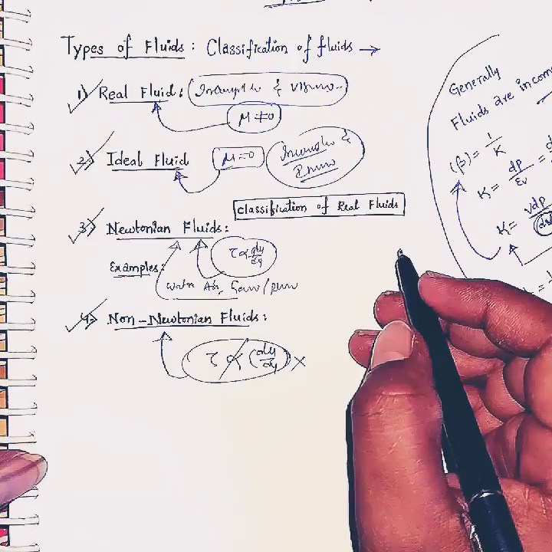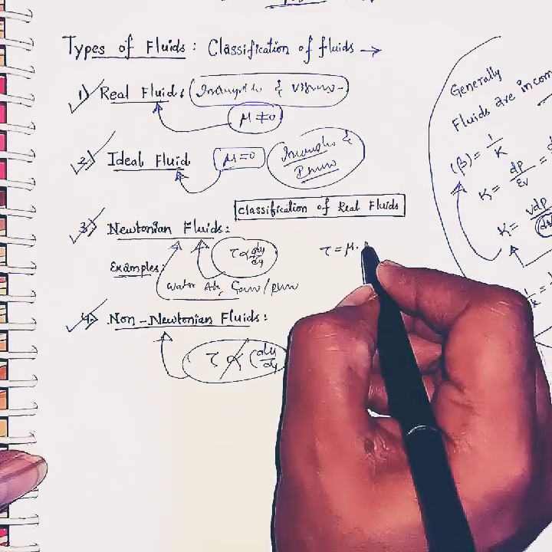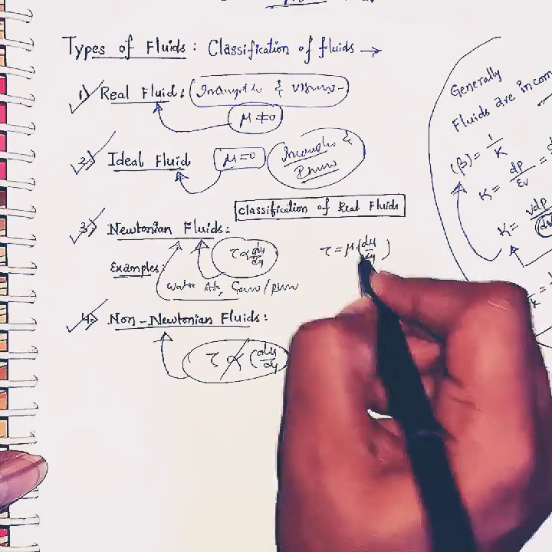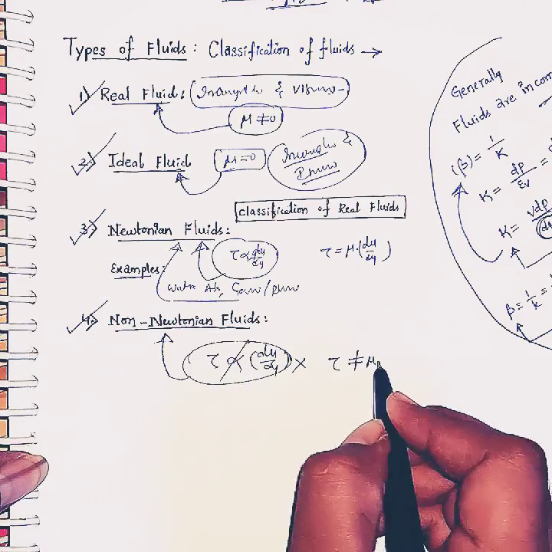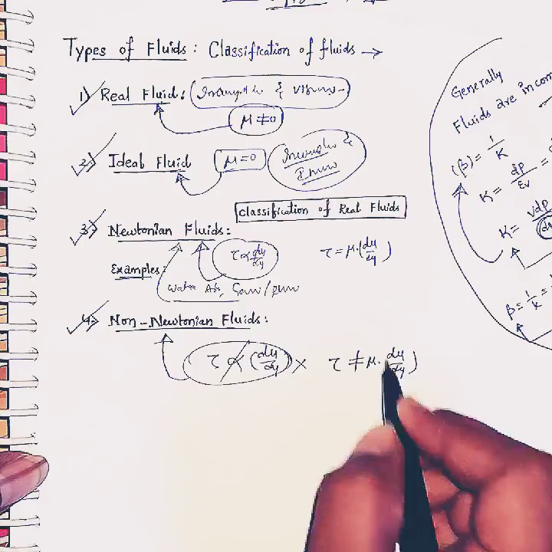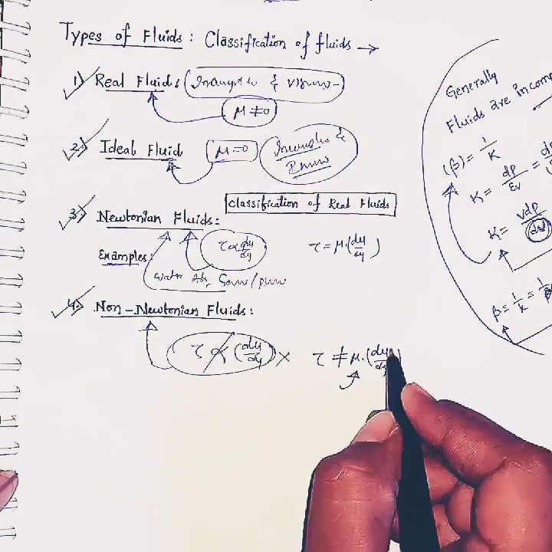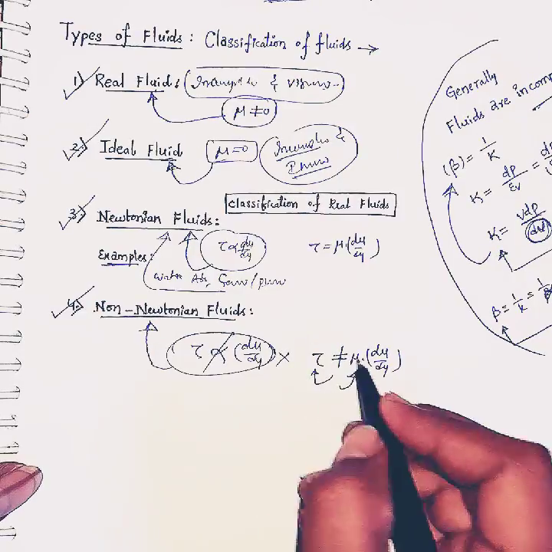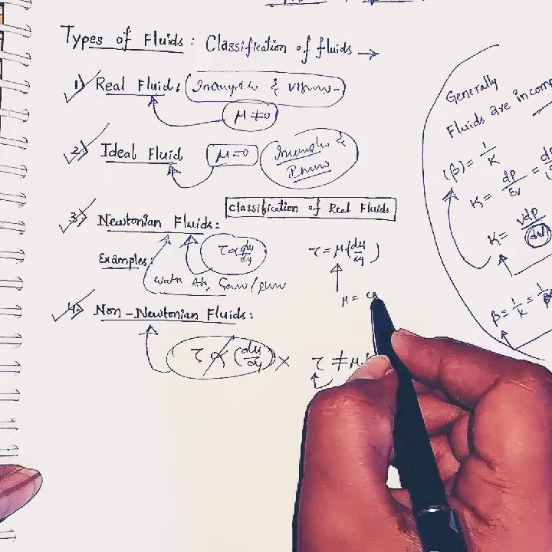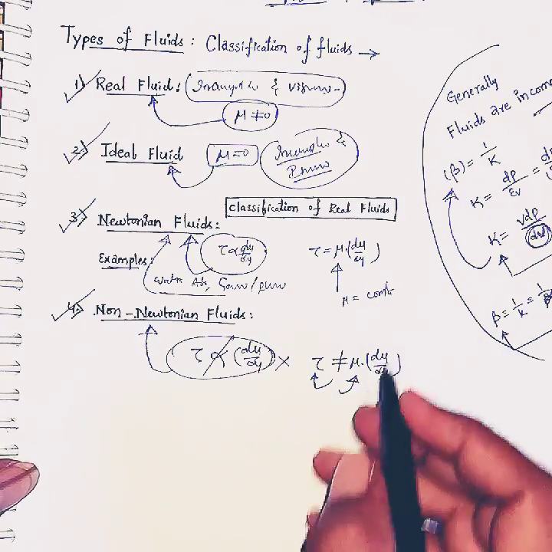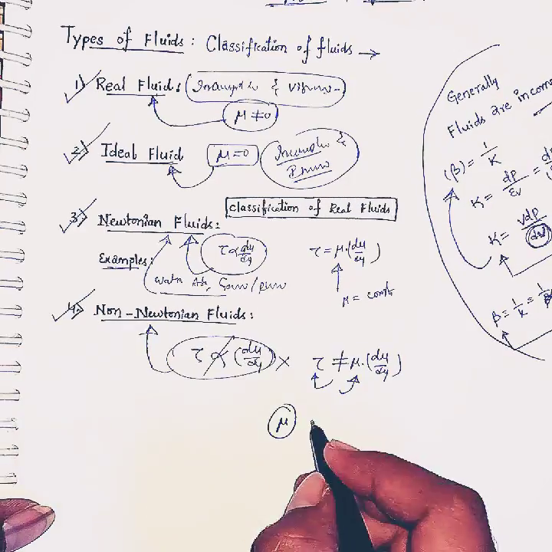That is, for Newtonian fluids tau equals mu into du by dy. For non-Newtonian fluids, tau is not equal to mu into du by dy. That means something we should add here to equate this value to the tau value. Here mu is constant for Newtonian fluids. For non-Newtonian fluids, what is the mu value? This is the question here.